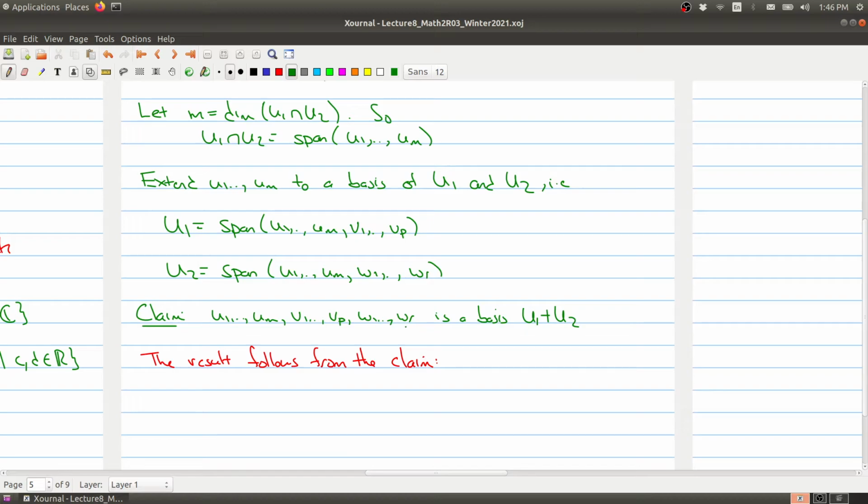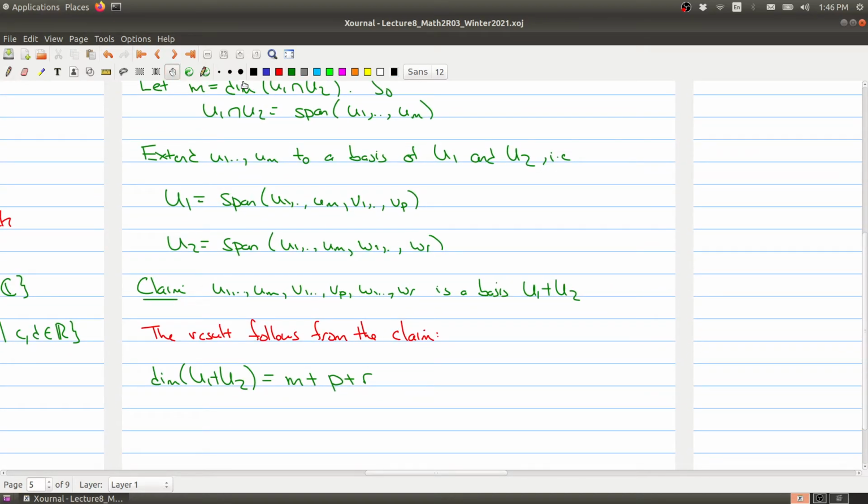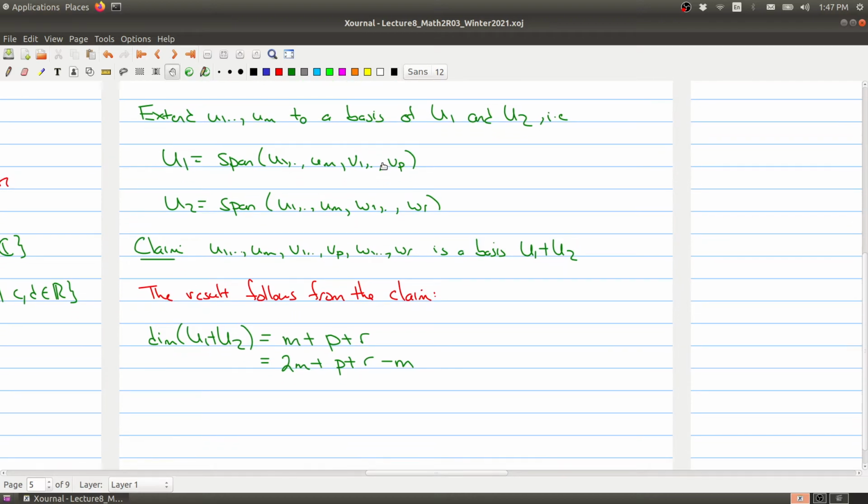If we're looking for the dimension of U1 plus U2, and the claim is true, this is my basis. All bases have the same size, so the dimension of this vector space is M plus P plus R, because that's all the vectors that we have. One way we could rewrite this is as 2M plus P plus R minus M. We're doing our trick of adding in 0 in a special way.